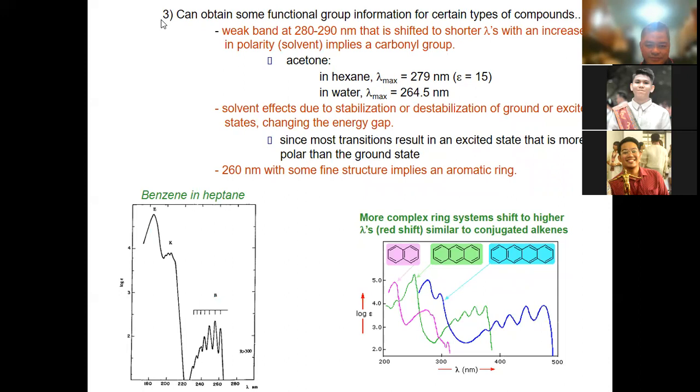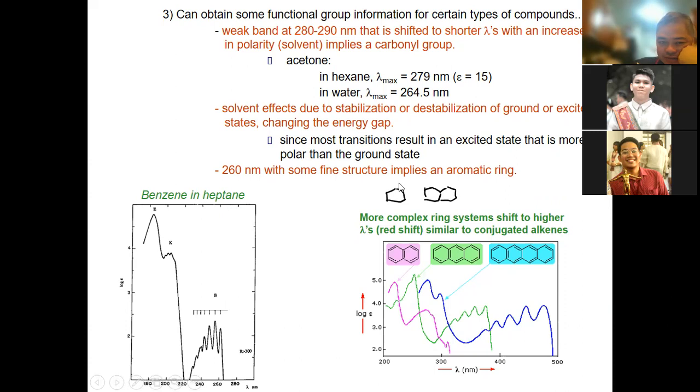Now, another thing that we can look at is we can obtain some functional group information from certain types of compounds. So this experiment that you see here, we do this here in undergrad. Pero ang ginagamit namin is naphthalene, tapos yung benzene, tapos I think anthracene.